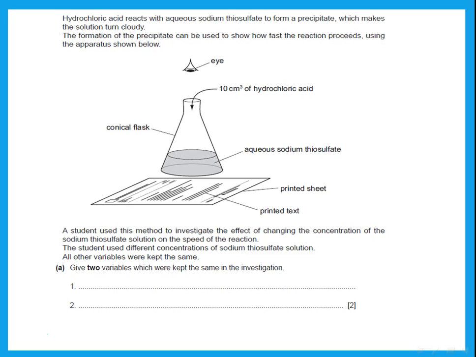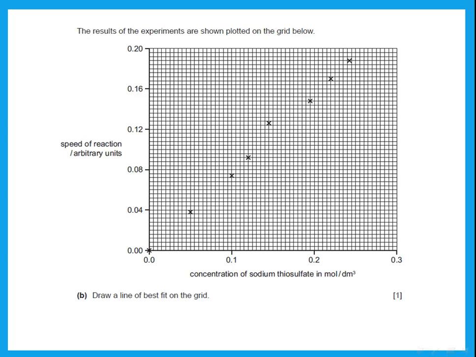The student used different concentrations of sodium thiosulfate solution. All other variables were kept the same. So give two variables which were kept the same in this experiment. What should I keep the same in both experiments? Well, we should use, for example, the same concentration of HCl. We should keep it at the same temperature. So remember that when you change one factor, you keep all the other factors the same.